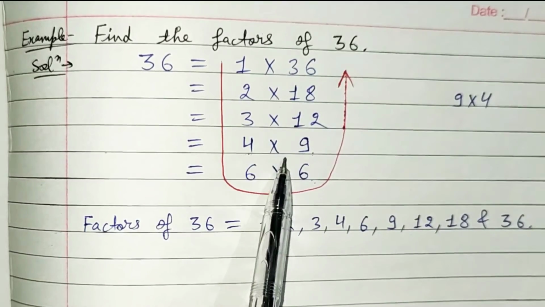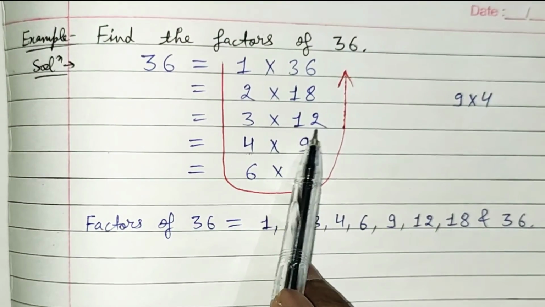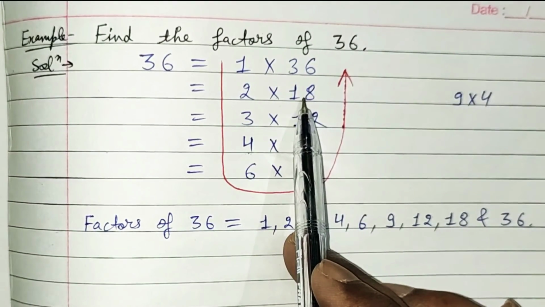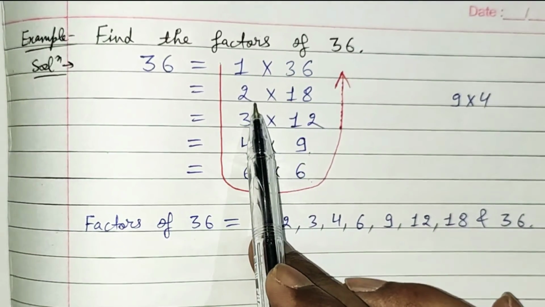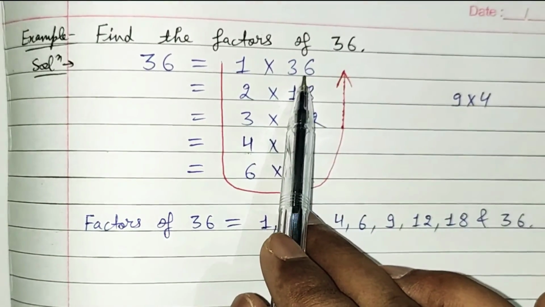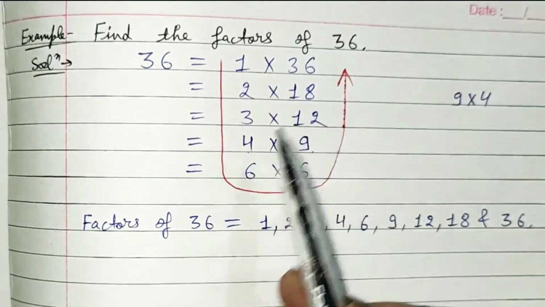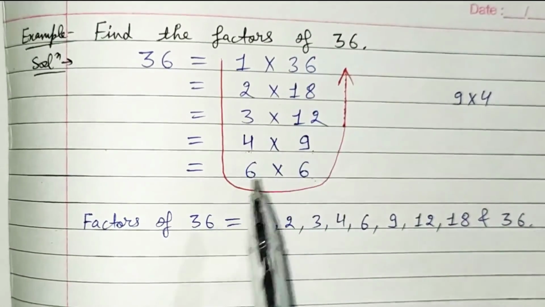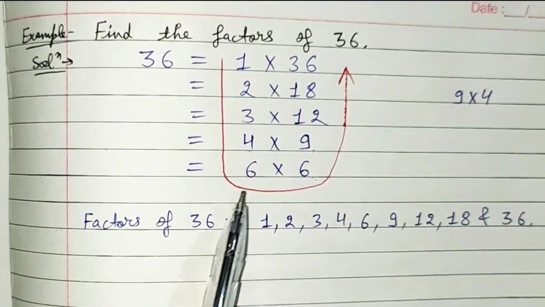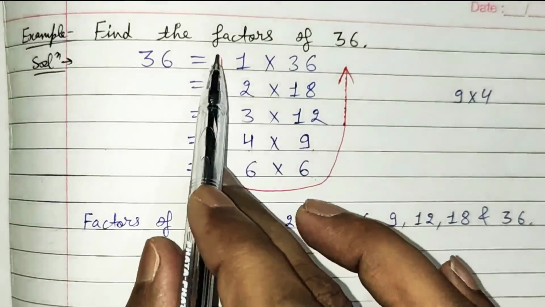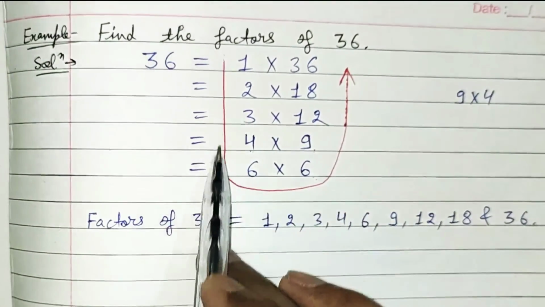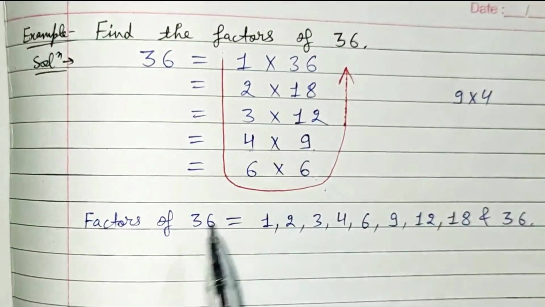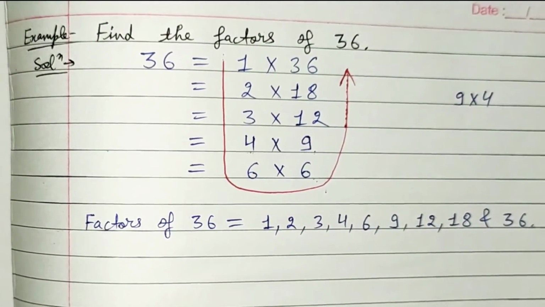stop there. In the same manner, if we move to 12, 3 times 12 is 36, when we go to 18, 2 times 18 is 36, and in the same manner 36 times 1 is 36, but we are not writing it because we have already written it here. So to write the factors of 36, move from top to bottom and then from bottom to top, to write it in a sequence.